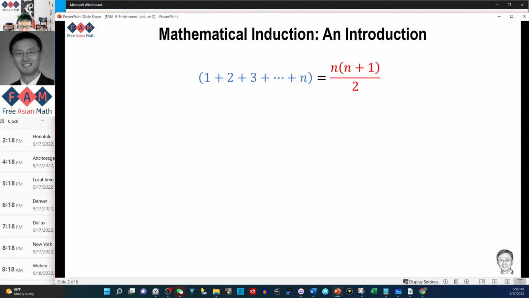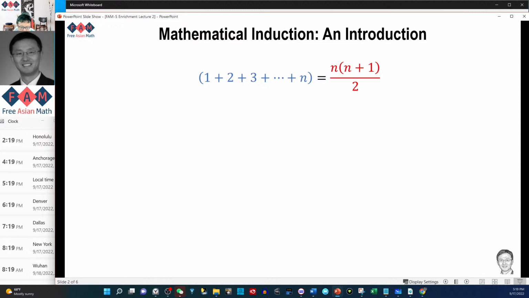If it is true, what happened to verify the next one? So we have 1 plus 2 plus 3 plus up to n, the last one, equals n times n+1 divided by 2. If this is true, does this guarantee that it will be true for all the natural numbers? Because if this version is true, we only test the first n, right?